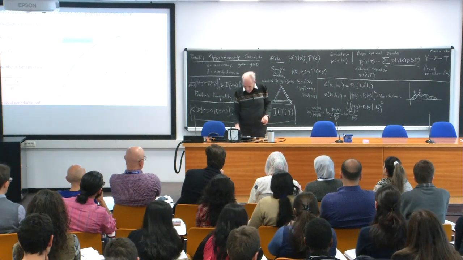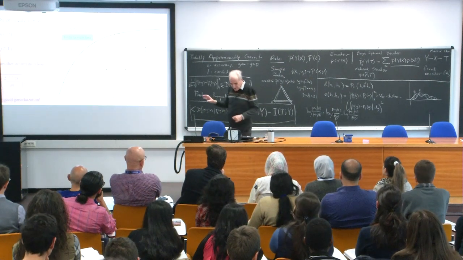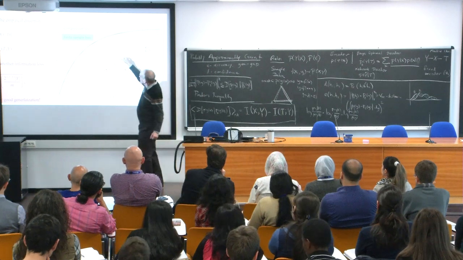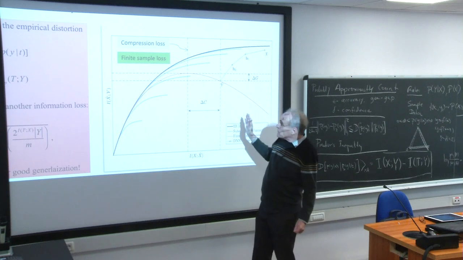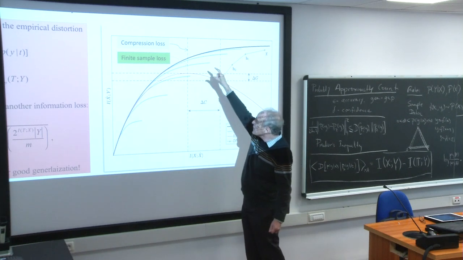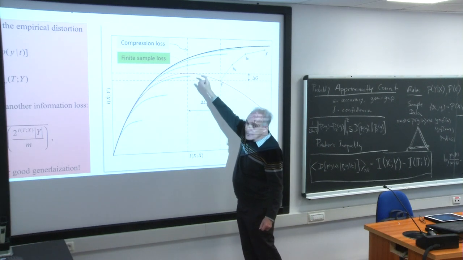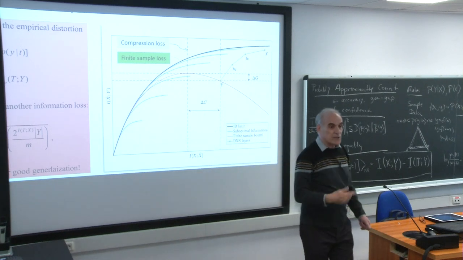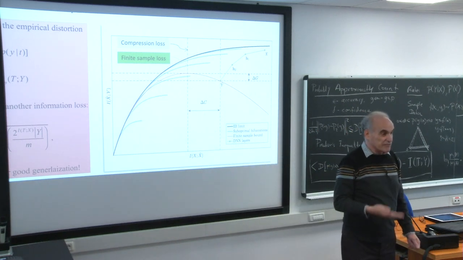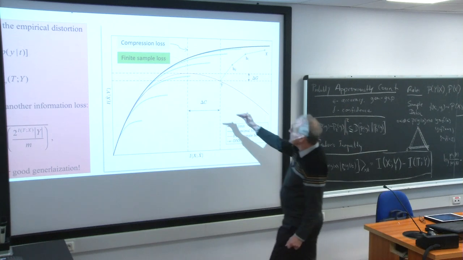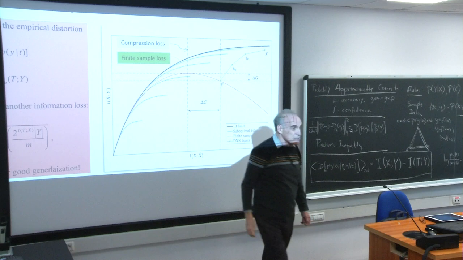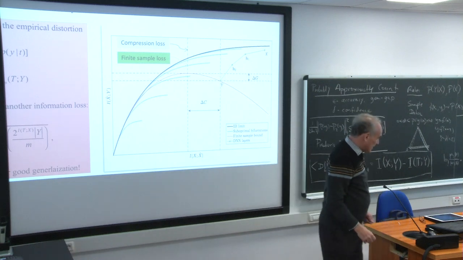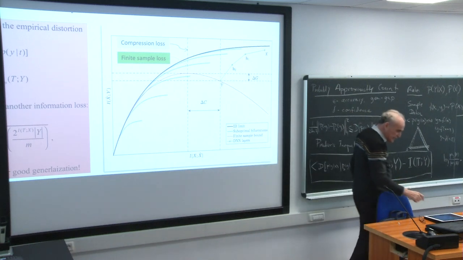But on the other hand, I want to emphasize here that in general, you're going to have these two losses: the compression loss, which is the bottleneck. Even if I had the true distribution and I want a compressed representation, I will lose the first part. And then the difference between the red and the black is what I call the finite sample loss. And of course, if I have more data, this will climb up and eventually get very close to the black line at some point.